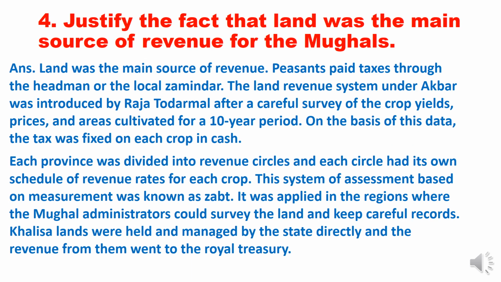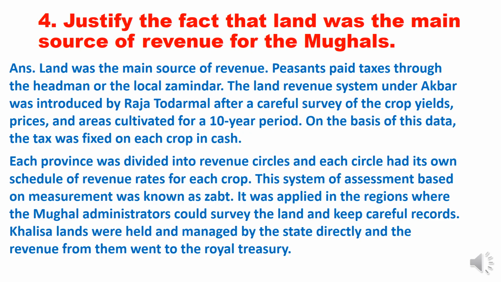Question 4. Justify the fact that land was the main source of revenue for the Mughals. Answer. Land was the main source of revenue. Peasants paid taxes through the headman or the local zamindar. The land revenue system under Akbar was introduced by Raja Todarmal after a careful survey of the crop yields, prices and areas cultivated for a 10-year period. On the basis of this data, the tax was fixed on each crop in cash.